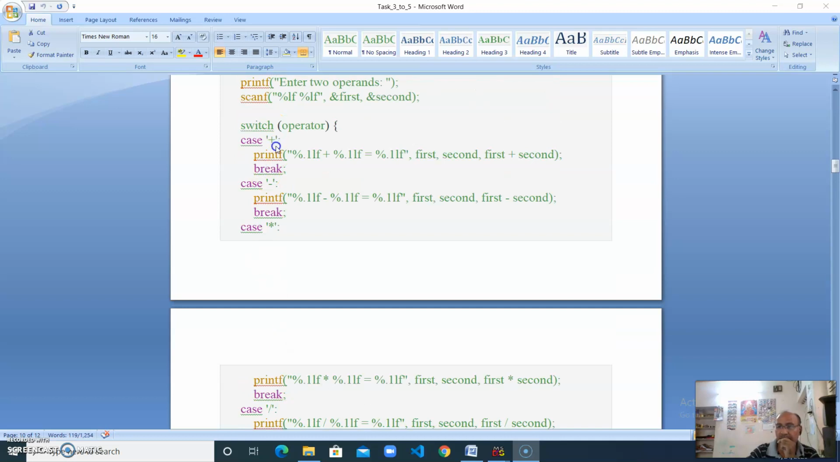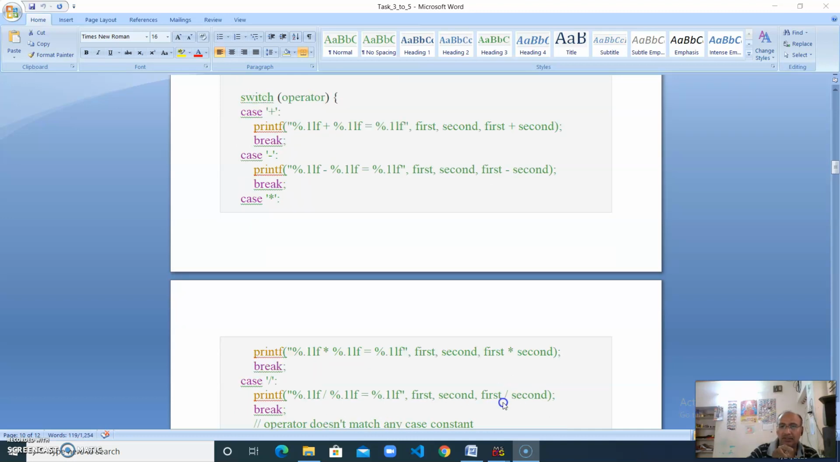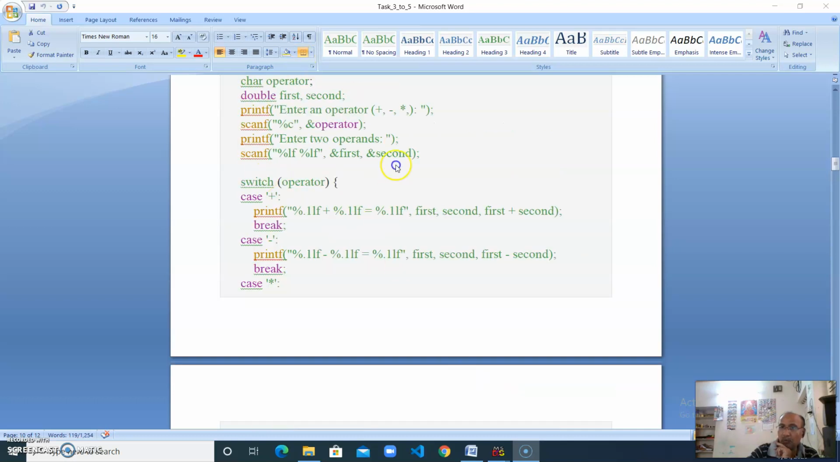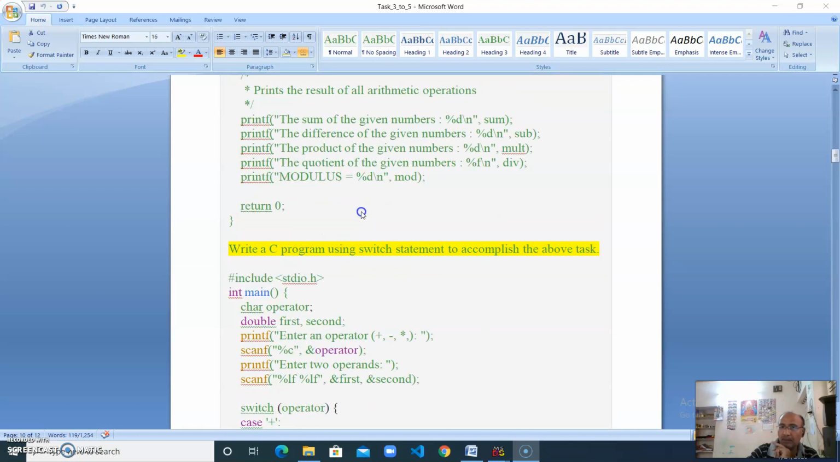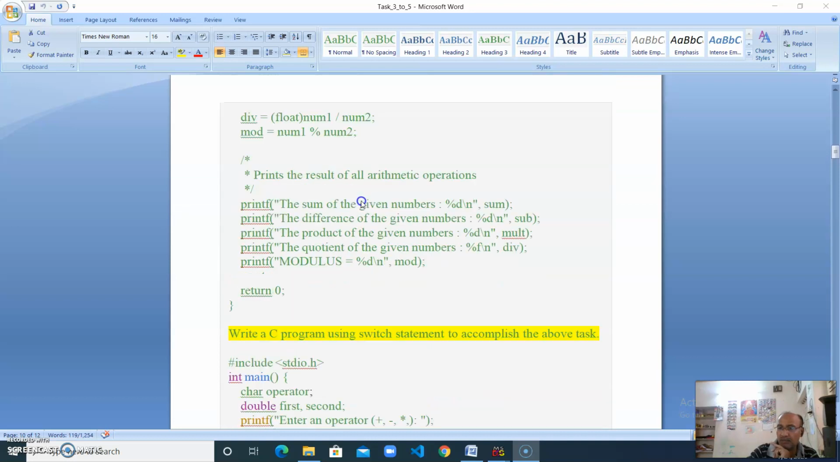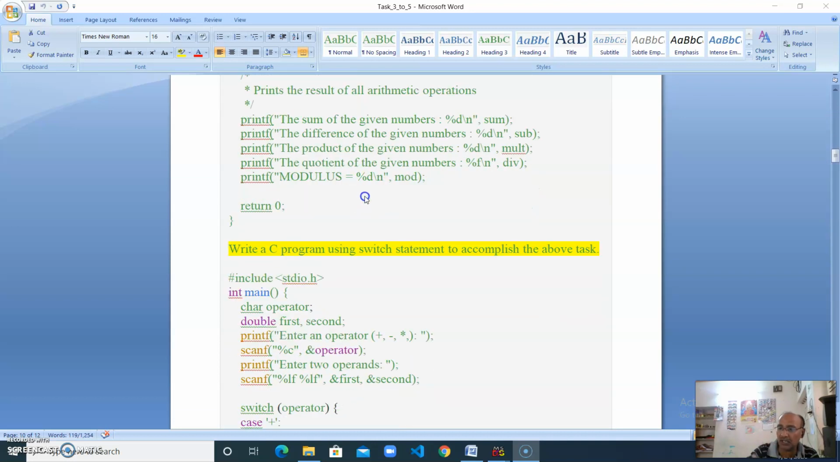Suppose, for example, the user typed plus, then at that time first plus second. That means case plus. Case minus, first minus second. Multiplication, first into second. Division, first by second. Understood? The same program, the previous program, has to be implemented by using the switch statement.